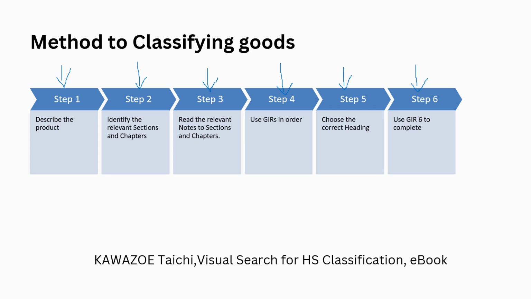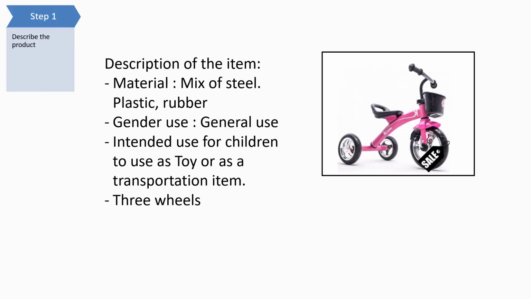Let's say you have been asked to classify a tricycle. Yeah, a tricycle. And then we start with step 1. Step 1 is describe the product, or maybe break down the description of this product. At the beginning, this is a process that you start slowly. With time, it comes natural to you.